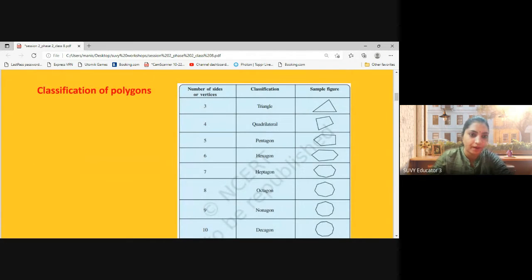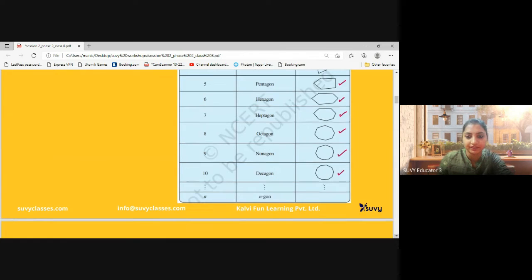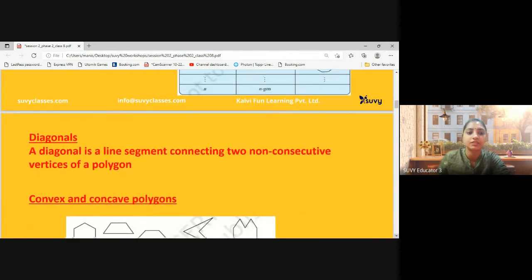Now come to the next part. Classification of polygons. What types of polygons exactly are we dealing with? Very first, a 3-sided figure is called a triangle. Then a 4-sided figure is called a quadrilateral. A 5-vertex or 5-sided figure is called a pentagon. A closed polygon with 6 points, 6 vertices or 6 sides is called a hexagon. 7 sides heptagon, 8 sides octagon, 9 sides nonagon, 10 sides decagon. Right? Great.